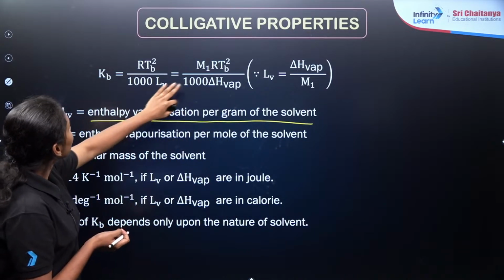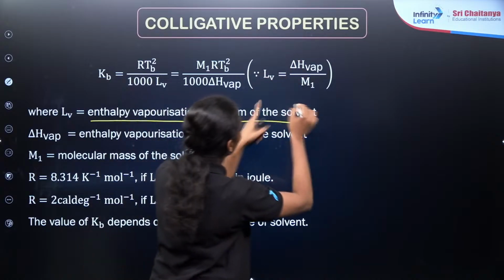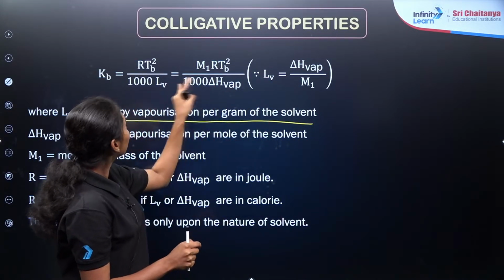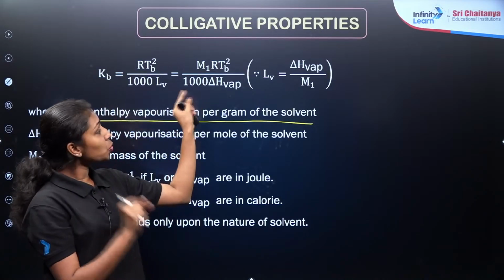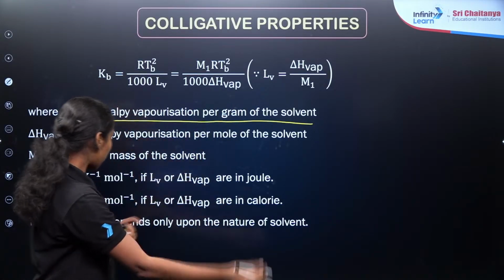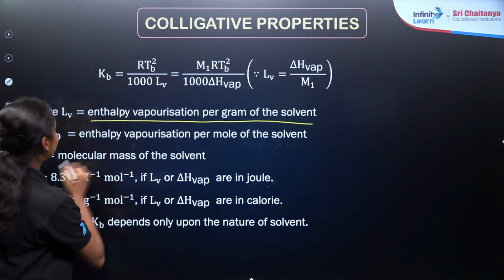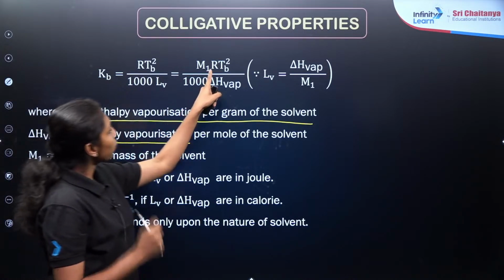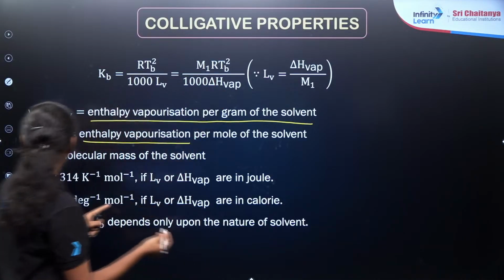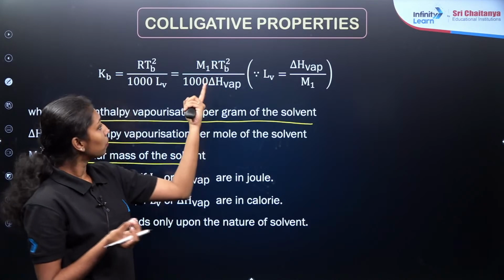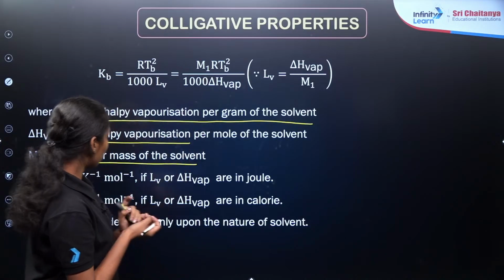Okay. Similarly here, as we already know, Lv is equal to delta H vaporization divided by M1. If you substitute here, again you will get the equation as M1 RTb square divided by 1000 into delta H vaporization, where delta H vaporization is the enthalpy of vaporization per mole of the solvent. R is the universal gas constant, M1 is the mass of the solvent, and Tb is the boiling point of the solution, right? Boiling point of the solution.